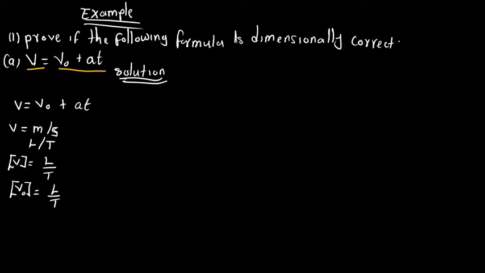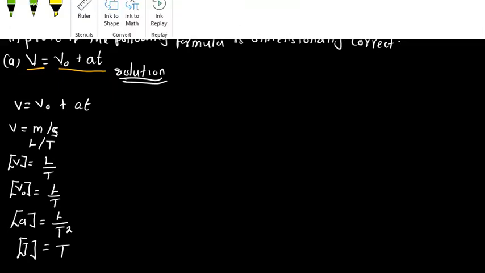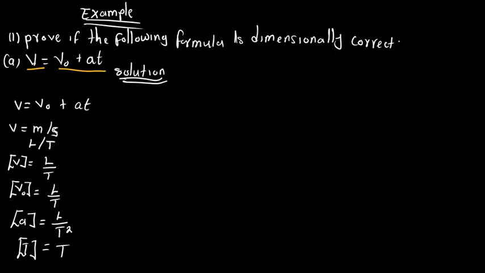Now, let's come up with the dimensions of acceleration. I think we did that. The dimensions of acceleration is simply L over T power 2. The dimensions of time is simply big letter T. So now I can do my calculations. Let me just try to get a new column.